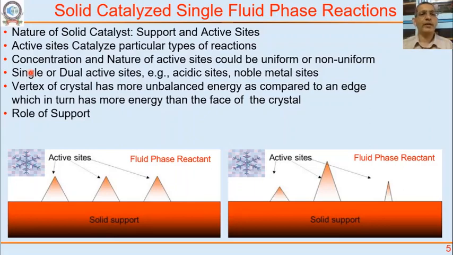Or sometimes you might have dual sites. So you could have a noble metal as well as an acidic site. So you could have a platinum on alumina. So it might allow you to do isomerization and dehydrogenation or hydrogenation. So for example, in the refinery, these kinds of things are very much required. Two types of sites, that's why it's called as dual sites. Two types of sites are present, and both types of sites are required for reaction to take place.